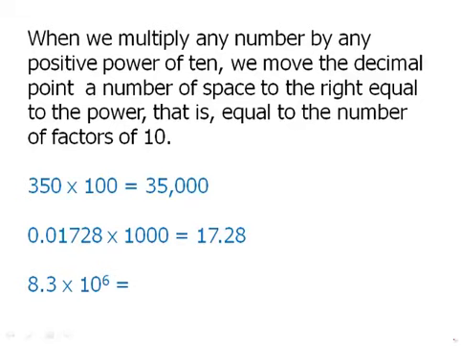8.3 times 10 to the 6. This, of course, is scientific notation. We're going to move the decimal point 6 places to the right. The first place, it will be next to the 3, and then the next 5 places will need 5 placeholding zeros. And we get 8,300,000.